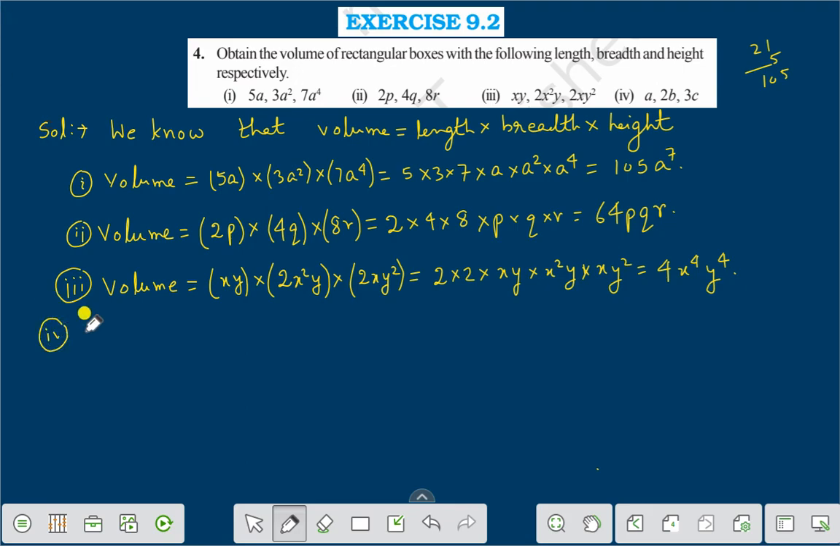Now question number 4. Here you see volume is equal to length into breadth into height. Length is a, breadth is 2b and height is 3c. First of all, multiply the numbers, that is 2 into 3, into a into b into c, and that is equal to 6abc. Right?